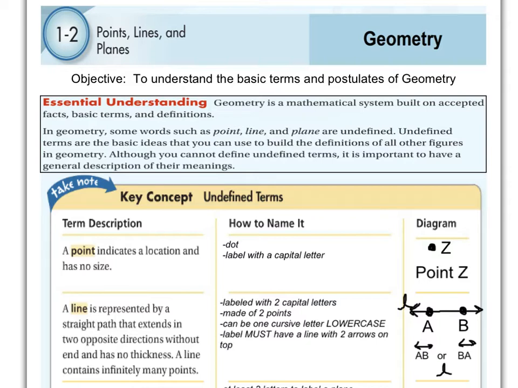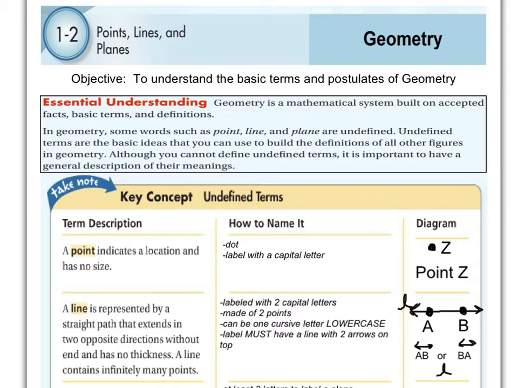Essential understanding: geometry is a mathematical system built on accepted facts, basic terms, and definitions. In geometry, some words such as points, lines, and planes are undefined. Undefined terms are basic ideas that you can use to build the definitions of all other figures in geometry. Although you cannot define undefined terms, it's important to have a general description of their meanings. So we can get an idea of what they mean, but we cannot actually define them.